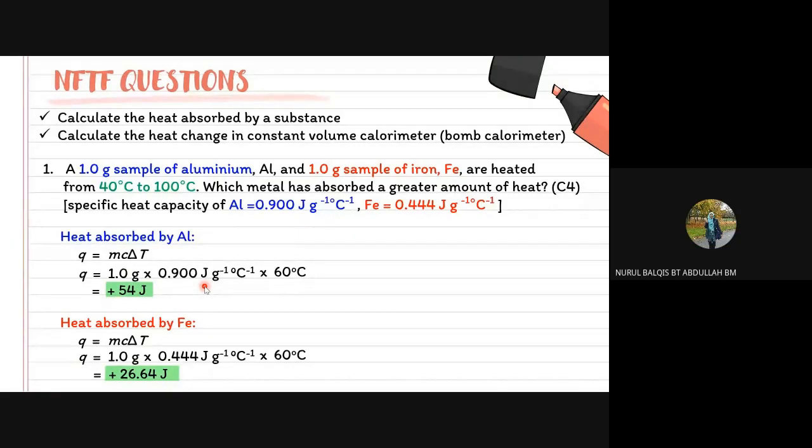Maksudnya the ability for this aluminium to increase 1 gram by 1 degree C is greater. Itulah maksud dia. Kalau dia bagi awak information, dia minta awak explain kan, cakap lah. Maksudnya define balik what is meant by specific heat capacity. Alright, jangan lupa bagi these conclusions.